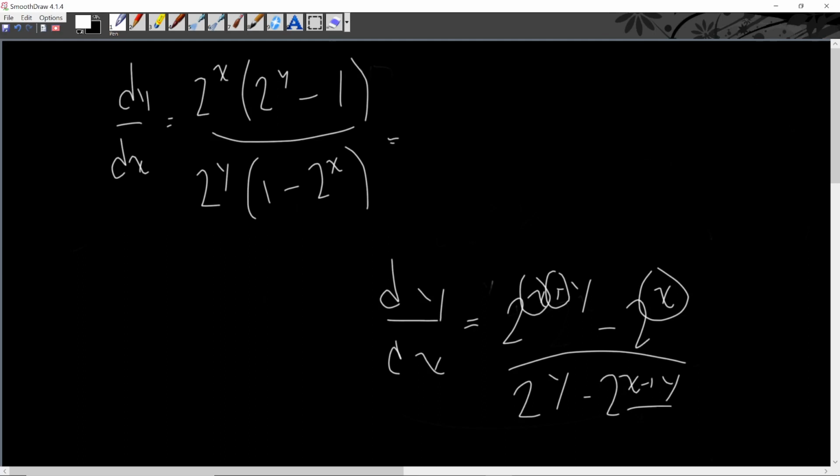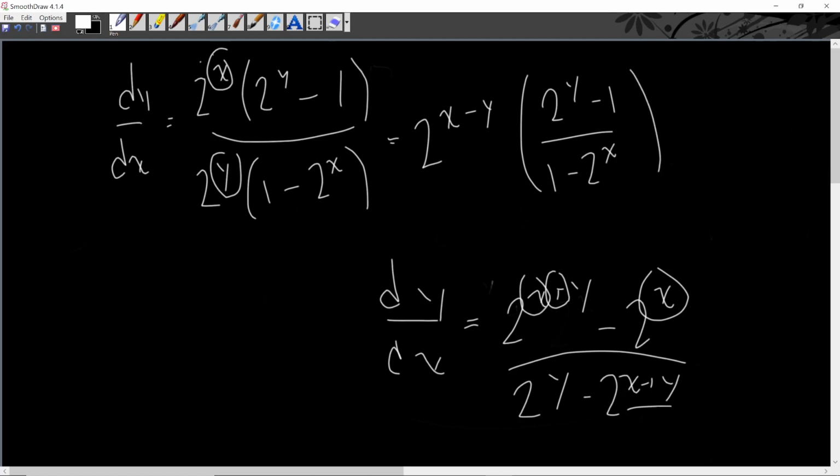And then from here, by division of exponents, it will be subtraction, so this will be 2 to the power of x minus y, times 2 to the power of y minus 1, over 1 minus 2 to the power of x. Yep, this is an answer. And let's see if we are correct. Yep. Okay, yeah, we're correct.